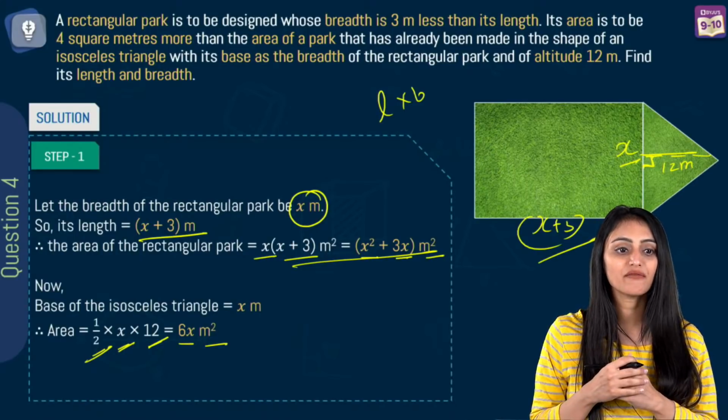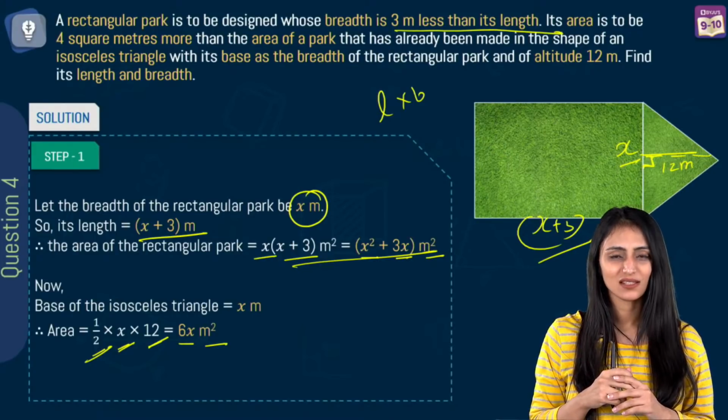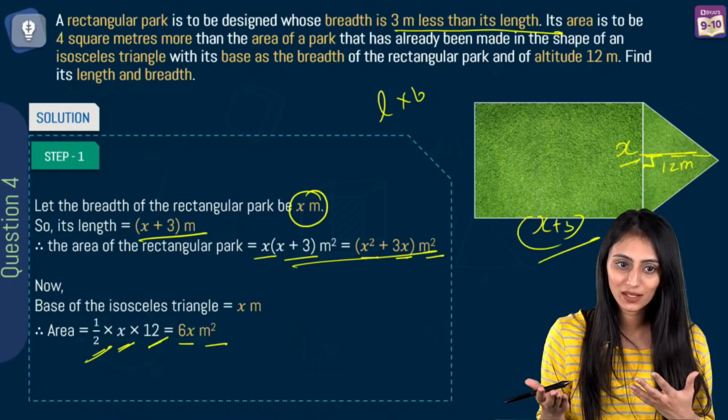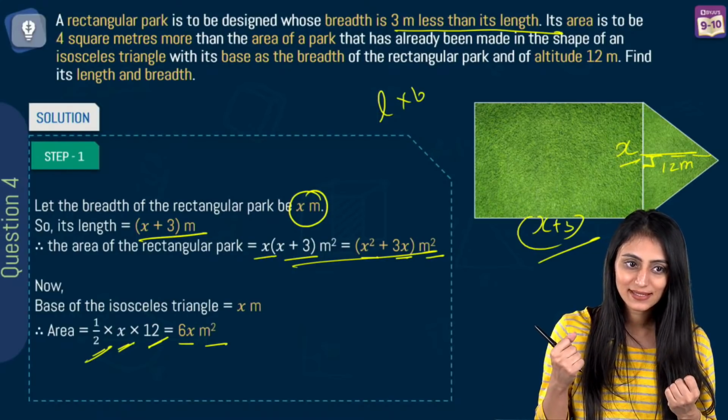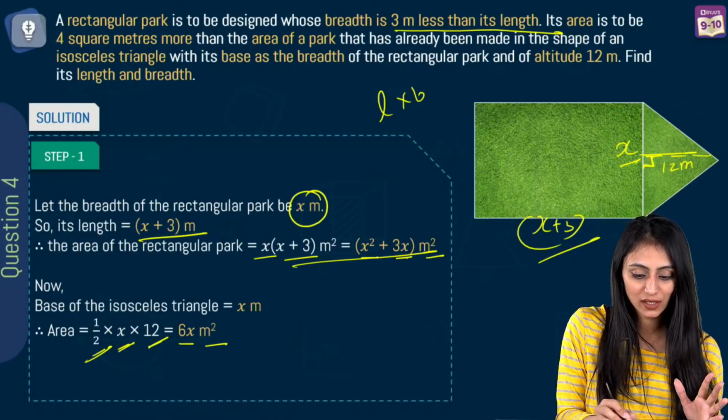Why x plus 3? Question says breadth is 3 meter less than the length, right? That means length is 3 meter more than the breadth. Another way of saying it, right? Correct? Makes sense. I have just written it in another form.